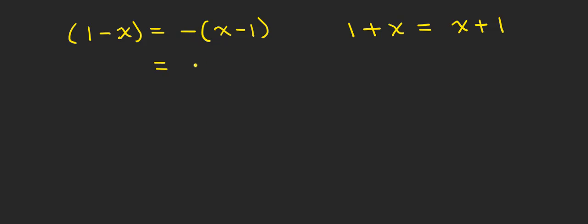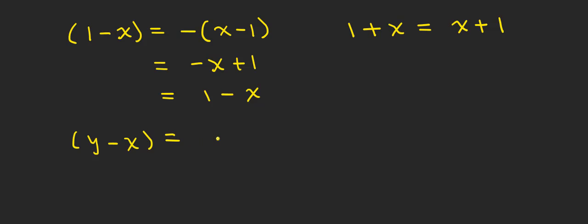Now these two are the same. Because what's negative times x? Negative x. What's negative times negative 1? Positive 1. So you get 1 minus x. So these two are the same thing. So if you have, let's say, y minus x, and you want to change the order to x minus y, then you need to take out the negative. Then these two are equivalent.